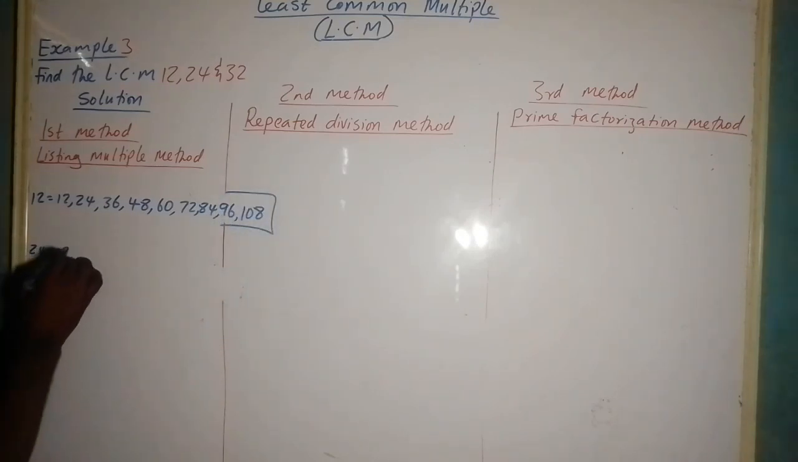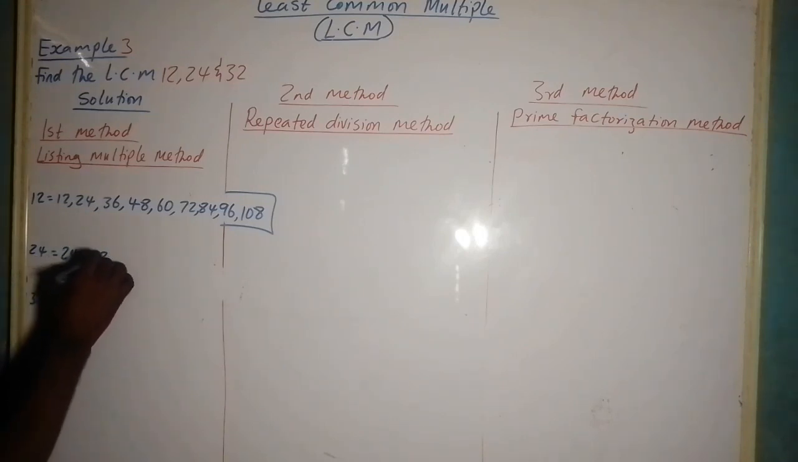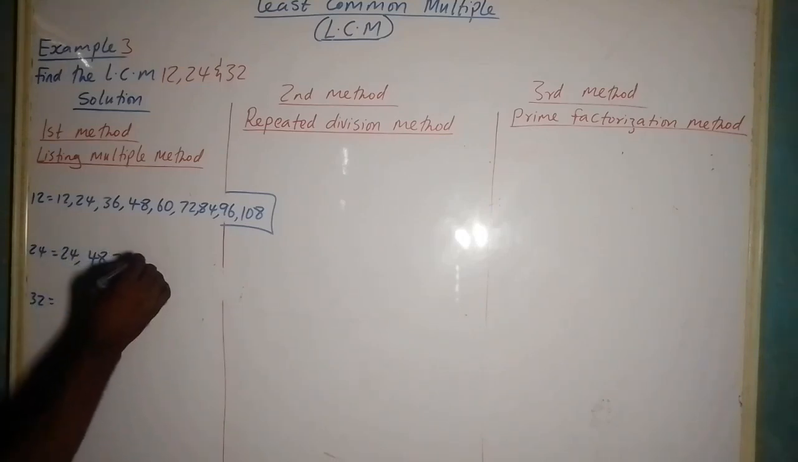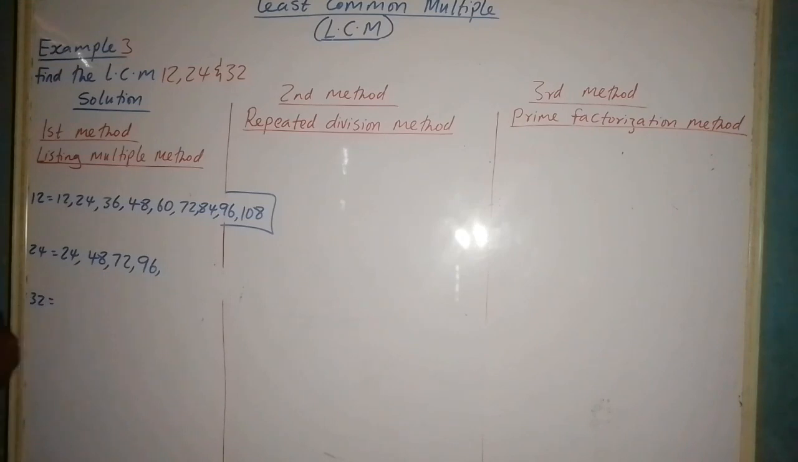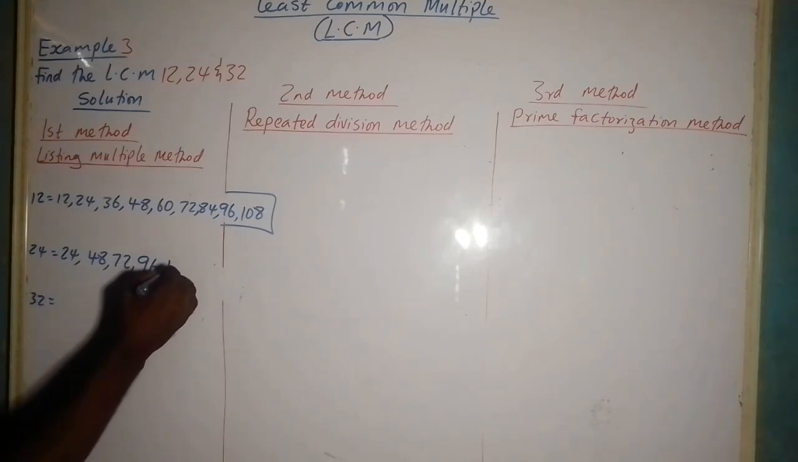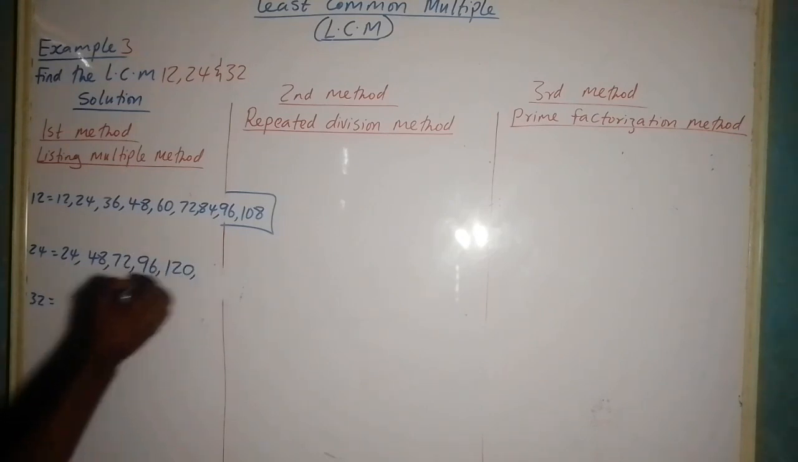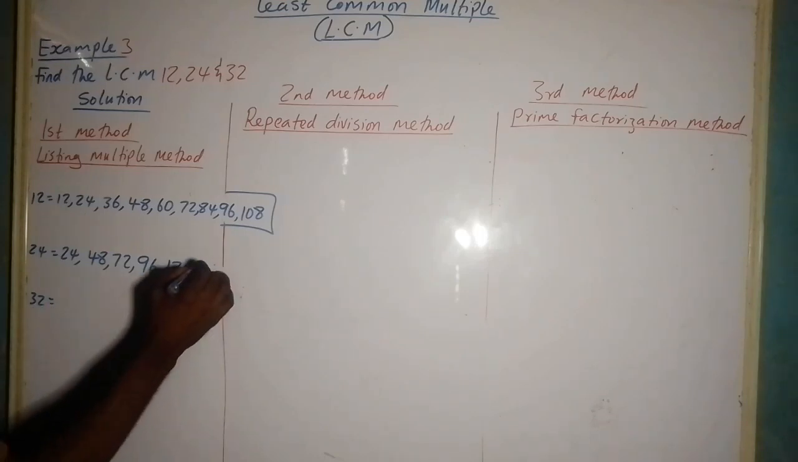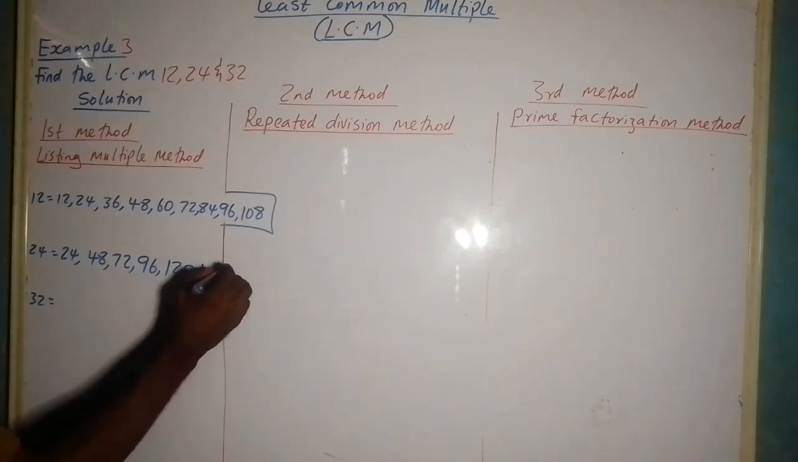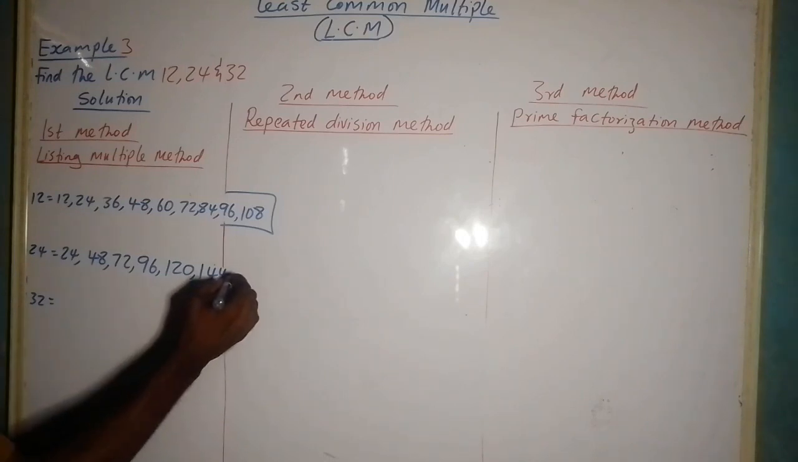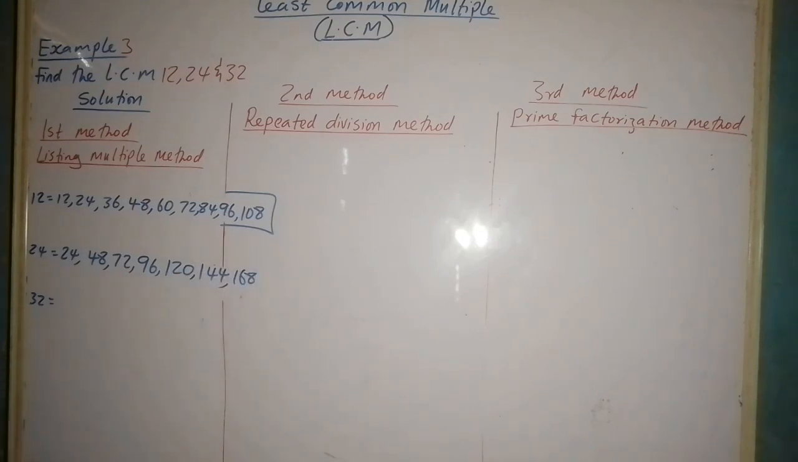Now the next number, 24. 24 times 1 is 24. 24 times 2 is going to give us what? 48. Now 48 plus 24 will give us 72. 72 plus 24 will give us 96. 96 plus 24 will give us 120. 120 plus 24 will give us 144. 144 plus 24 will give us 168.